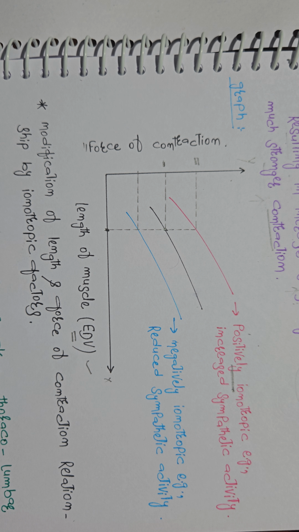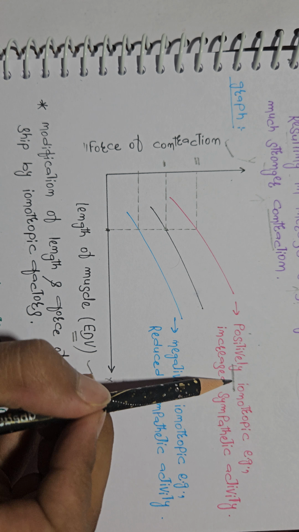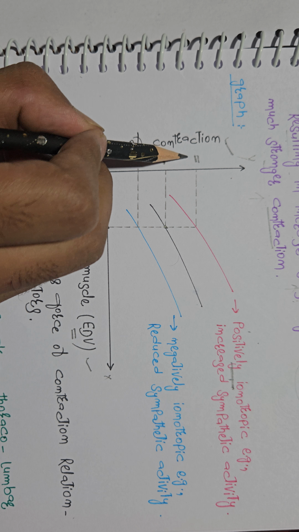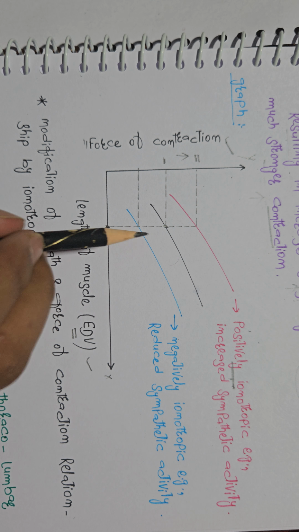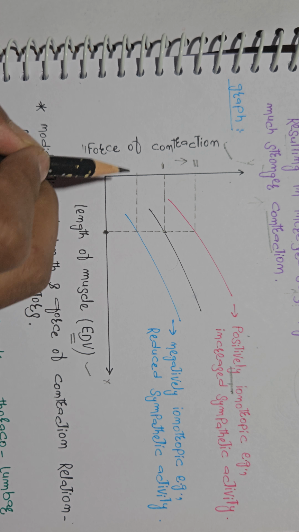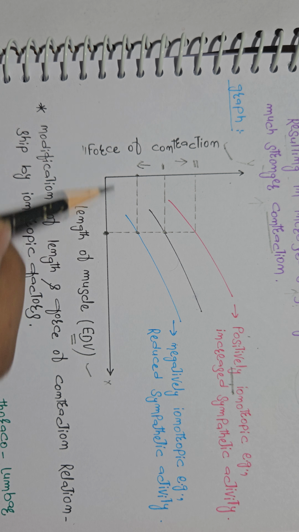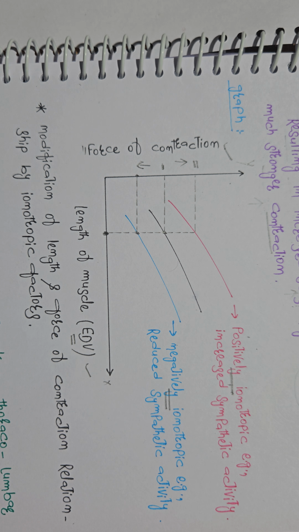What are inotropic factors? Inotropic factors are those factors which increase the contractility of heart. So if there is more contraction, there will be more force of contraction. So positively inotropic factors increase the force of contraction. Now look at here. This is the same end-diastolic volume, but the force of contraction in this graph is here.